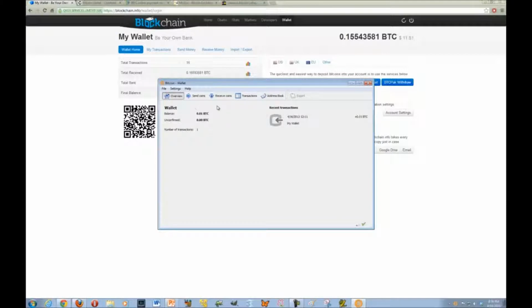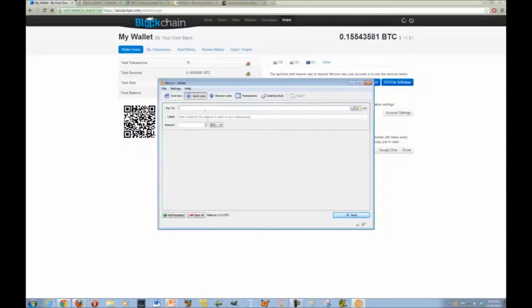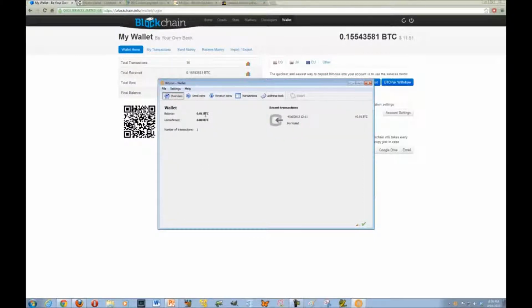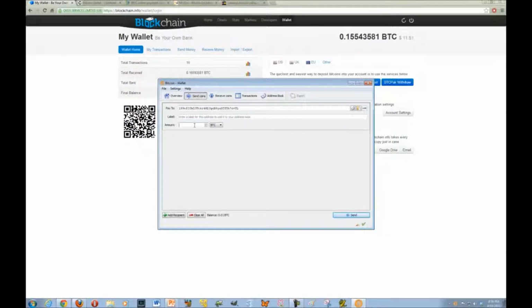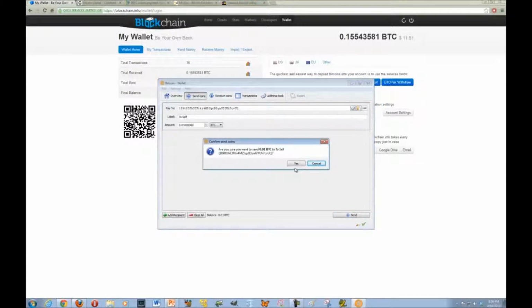Okay, so I'm going to send coins, and it says pay to. I enter in the address, and it says overview right here. I have 0.01 bitcoins, so let's send all my bitcoins. To self, and that's just to remind me that I've sent bitcoins to myself. So I'll click send, and it says, are you sure you want to do this?